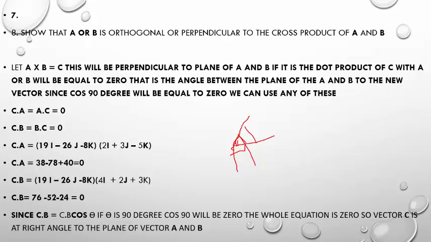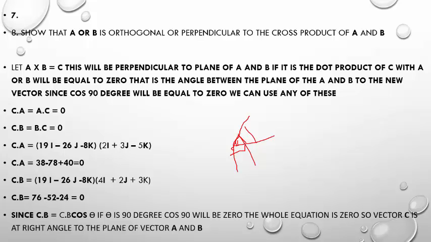So finding the dot product with the value of C that we have been able to get with the value of A, our answer is 0. Since A dot B is equal to AB cosθ, if theta is 90 degrees, cos 90 degrees will be 0. The whole equation is 0. So vector C is at right angle to the plane of vector A and B.